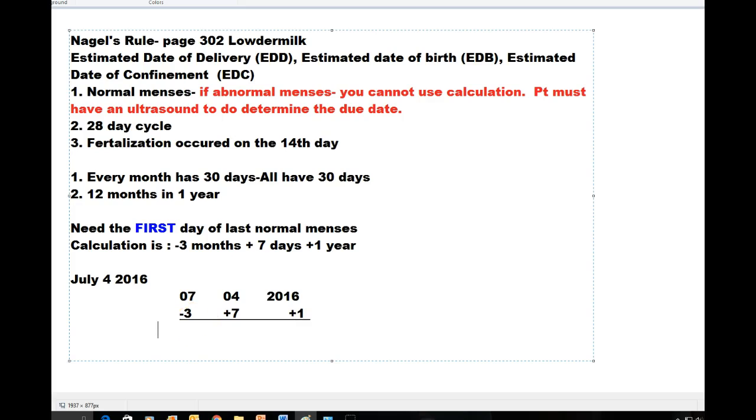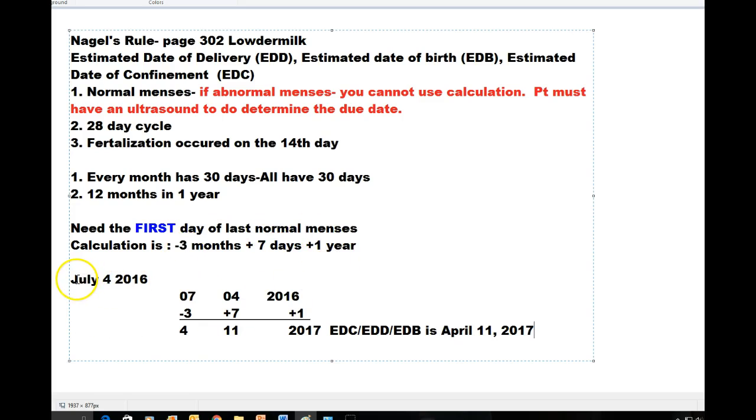So this will be 4/11/2017. So our EDC, or we can call it EDD or EDB, is April 11th, 2017. Super easy, right, you guys? Super easy. Okay, so we have that. That one was a very easy one. We'll start off with that one. So just remember, subtract 3 months, add 7 days, and add 1 year.